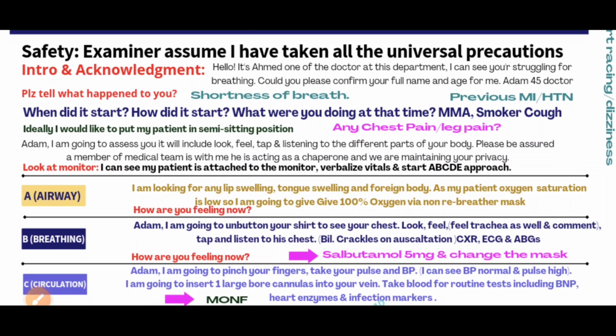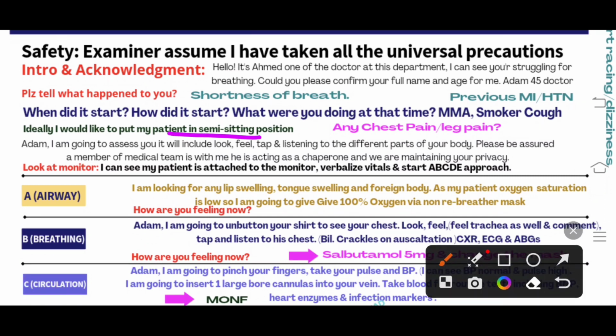Okay, so the patient is lying on the bed and suffering from breathing difficulty. What will you say? Examiner, ideally I would like to put my patient in a semi-sitting position. What does it mean? You want to prop up the patient. Then you will say to the patient, Adam, I am going to assess you. I will look, feel, tap and listen to different parts of your body. Please be assured a member of the medical team is with me and he or she is acting as a chaperone. Please be assured we will maintain your privacy. Okay, then the patient will say, okay doctor, you can proceed.